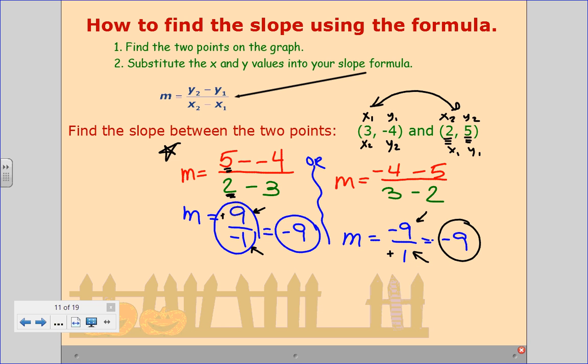So our slope is -9 over 1, or you can just write that as -9, meaning we would rise -9, go down 9, then over 1 to the right to count out our slope on that line if we were to graph it.